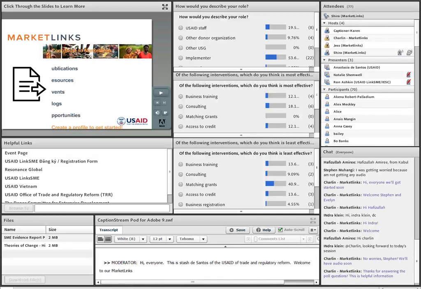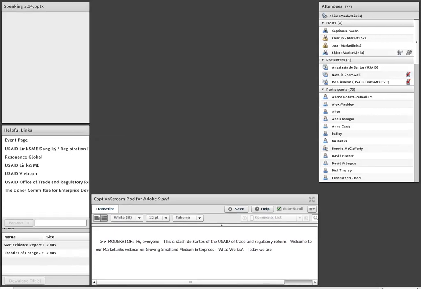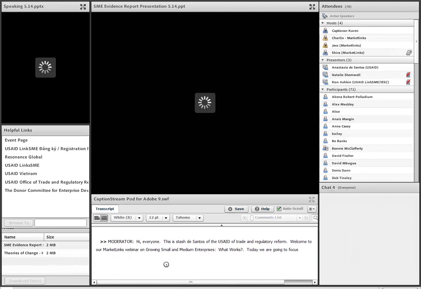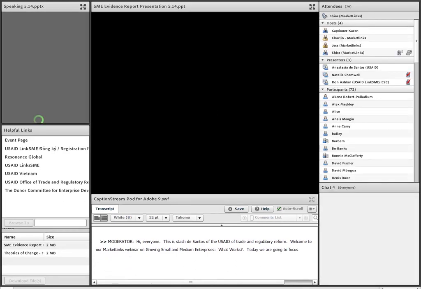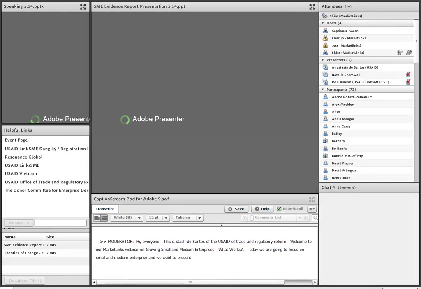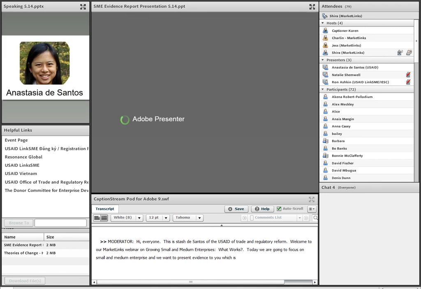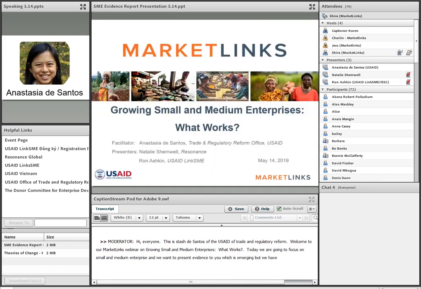Today we're really going to focus on high growth small and medium enterprises, and we want to present evidence to you, which is still emerging, but we have a decent amount now on what works and what doesn't for high growth small and medium enterprises in our host countries.